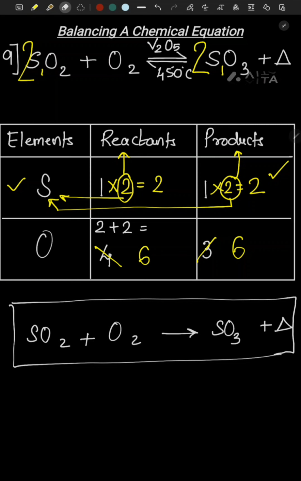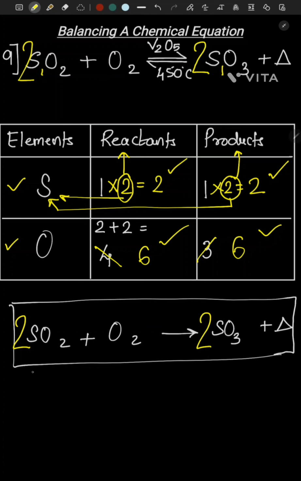If you check now, sulfur is balanced with 2 and 2. Oxygen is also balanced with 6 and 6. So hence both are balanced. So what is my final tally? I will write the chemical equation as 2SO2 plus 1O2 gives 2SO3.